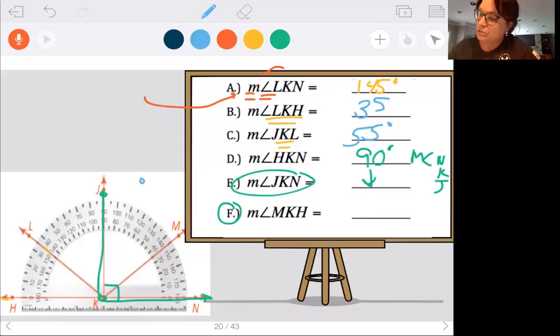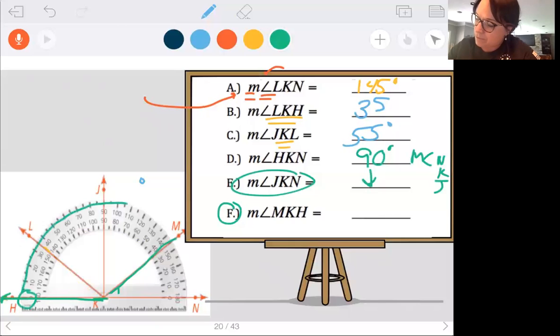You go do the last one and check it when you're done and see if you get it right. M to K to H. Pause the video and you go do it. Now that you're unpaused, let's go see how you did. So again, we're going to see where this starting ray goes through 0. It's on the outside. So I follow these outside numbers and I'm at 145. All right, now I can see that it's obtuse.